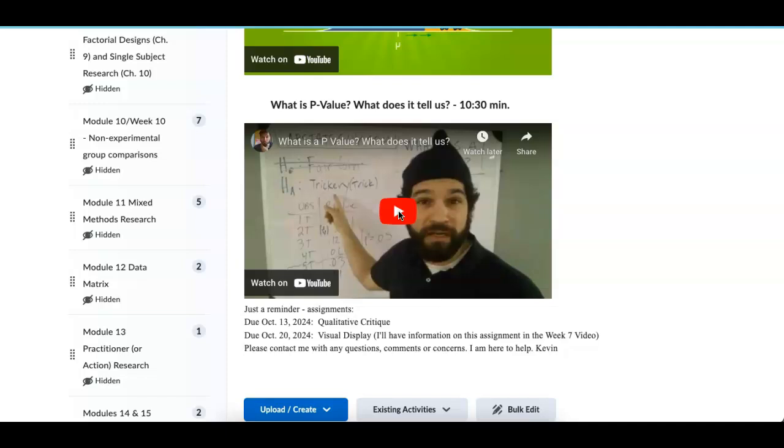It really has to do with if you can find the p-value in your results, and like I said, we'll be talking about this further. It really can help you out in understanding whether the results are statistically significant.